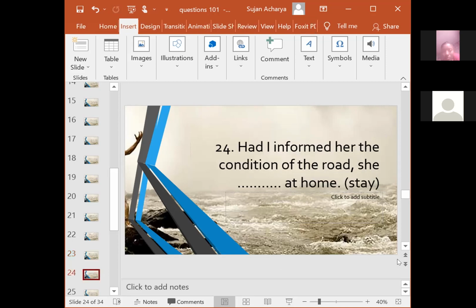Number 24. Had I informed her? It means if I had informed her. A conditional sentence may begin with had. A conditional sentence need not always begin with if. It may begin with unless, until. Had I informed means if I had informed her, which is past perfect. So the next one is would have plus V3. Now she would have stayed. That's the answer. Number 24, would have stayed.